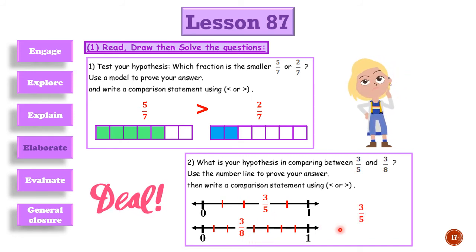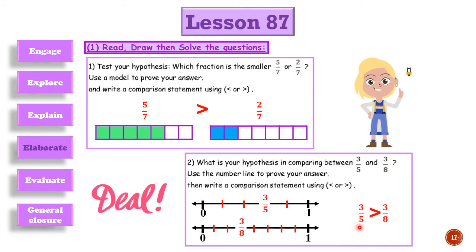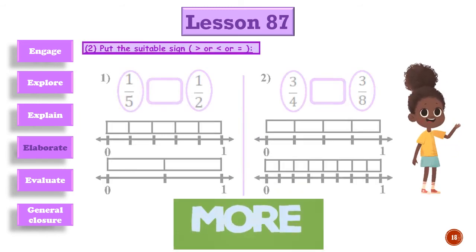We will write down 3/5 is more than 3/8. Another way, when we look at the denominator, when the denominator gets smaller, the value of this fraction gets bigger. Then 3/5 is more than 3/8. Good job. Now let's go to another exercise.